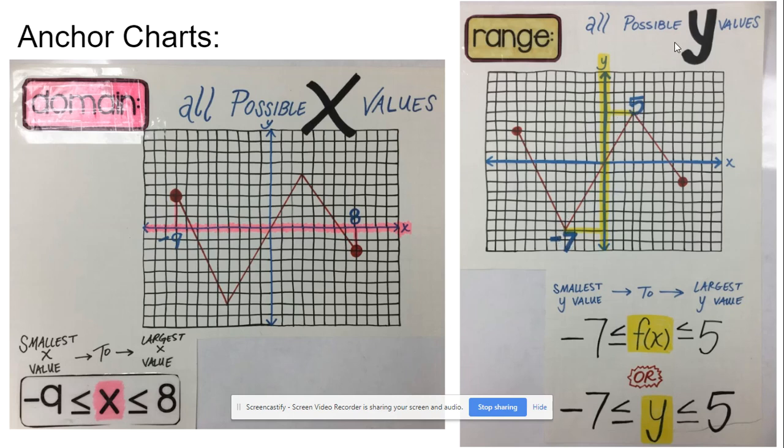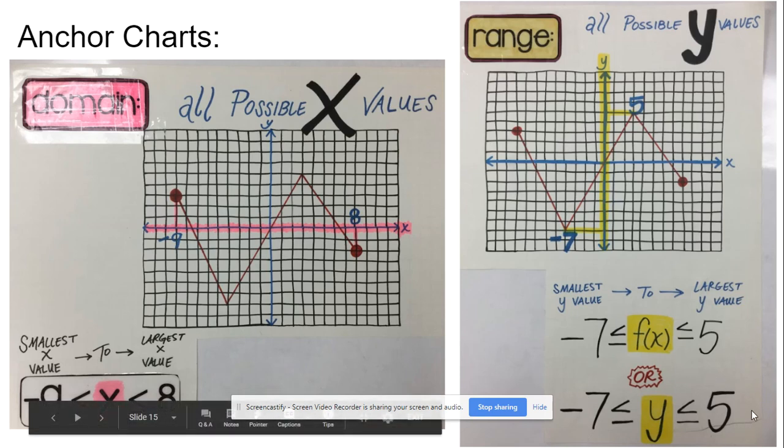So your y can be anywhere between -7 and 5. It does not have a closed circle, but it technically does have a closed little circle here, which just means it's closed data. That means it can be less than or equal to. So we're going to look at the bottom inequality. It says -7 is less than or equal to y, less than or equal to 5.